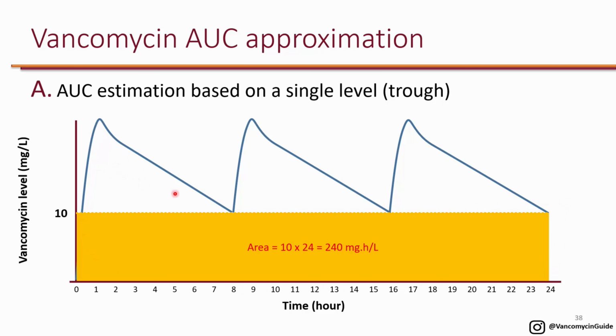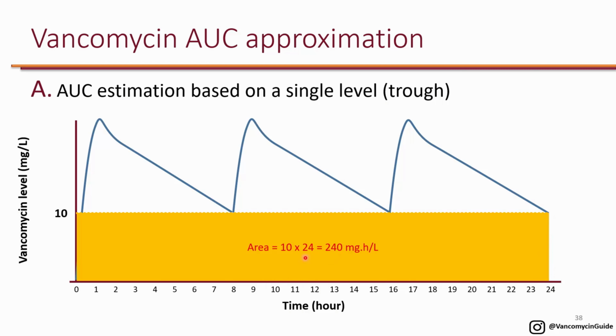And then you also have all of these areas at the top, which we don't know because we don't know what the peak is. So that's the issue. When you only get a trough, you don't really know what the true peak is. So it only allows you to estimate what the AUC is. So we know that the AUC is at least 240.